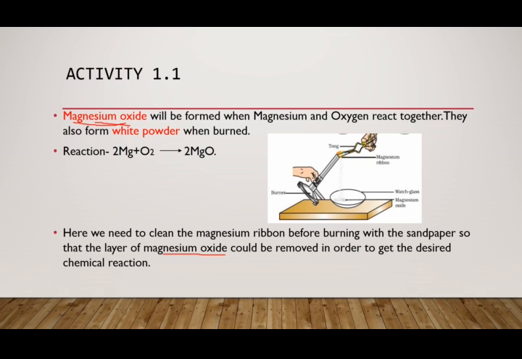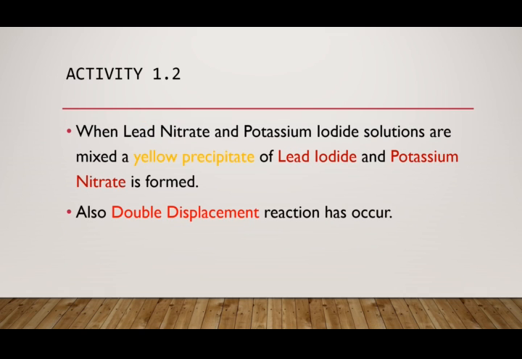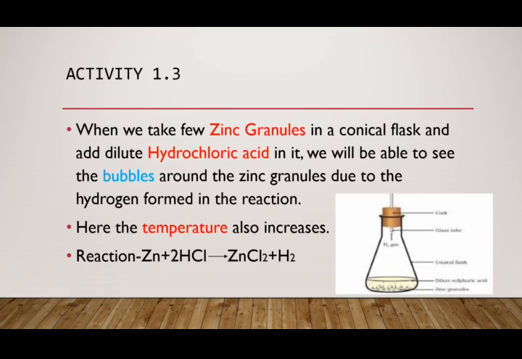Now, the second activity, what does it state? I have lead nitrate as well as potassium iodide solution. When we mix the solutions, we get a yellow precipitate. Also, a double displacement reaction takes place. As the double displacement reaction is taking place, the products formed will be lead iodide as well as potassium nitrate. So here lead nitrate plus potassium iodide gives lead iodide plus potassium nitrate. The third activity is of zinc granules.